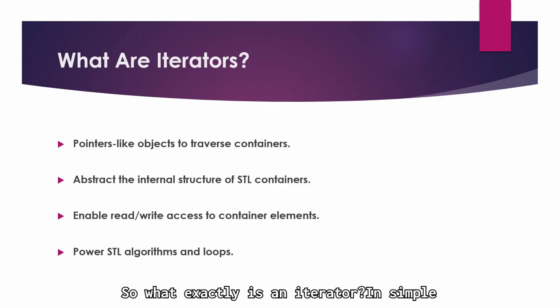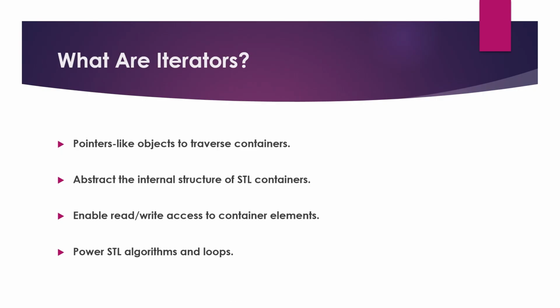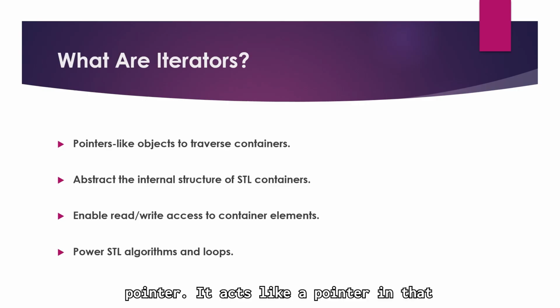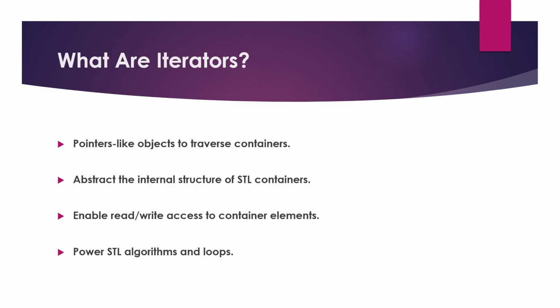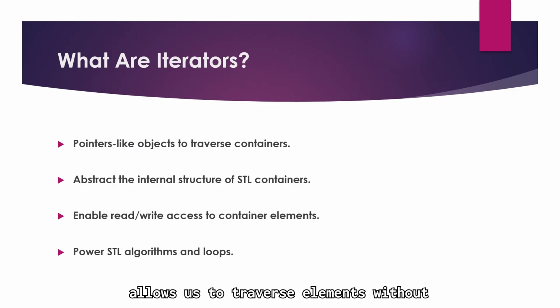So what exactly is an iterator? In simple terms, an iterator is a generalized pointer. It acts like a pointer in that you can move it forward or backward and dereference it to access elements. But unlike raw pointers, iterators are type-safe and container-aware, meaning they know how to work with STL containers. They provide a common interface that allows us to traverse elements without knowing the container's internal structure.